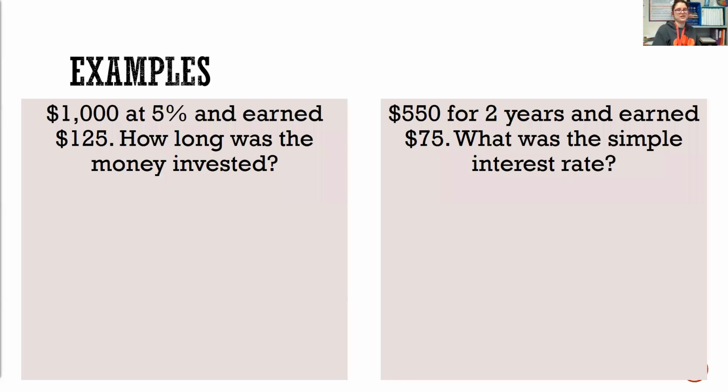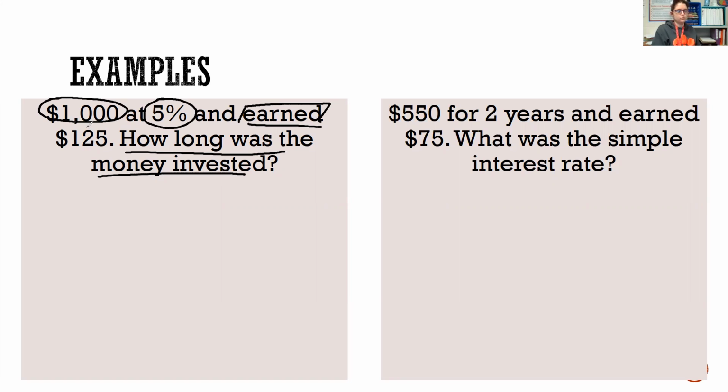So let's just jump right in with some examples. This first one says $1,000 at 5%, and it earned $125. How long was the money invested? So we had $1,000 at 5%, and it earned, okay, keyword here, earned $125.